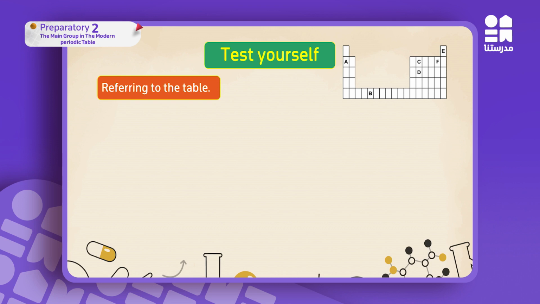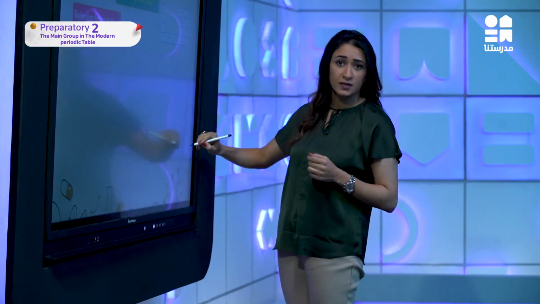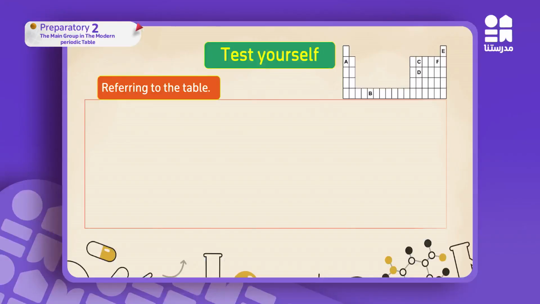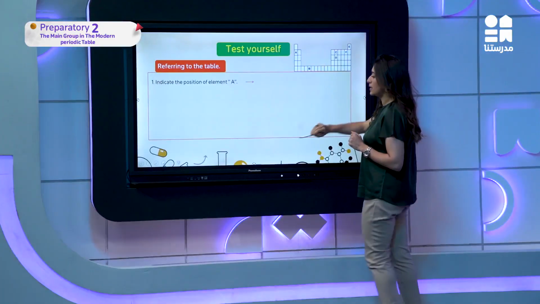طبعا اتفقنا ان السيمبلز اللي جوه ما بتبقاش الاكشوال symbols of the elements بيديني random letters. بيقول لي referring to the table indicate the position of element A. Of course element A it is found in group 1A.